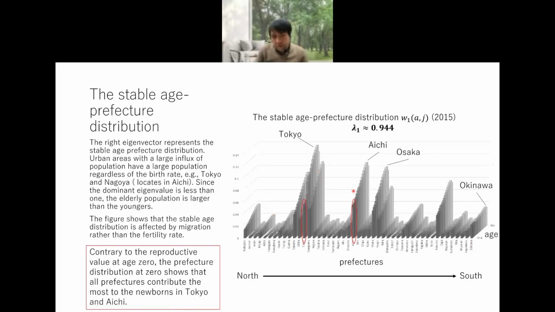So contrary to the reproductive value at age 0, the prefecture distribution at age 0 shows that all prefectures contribute the most to the newborns in Tokyo and Aichi.